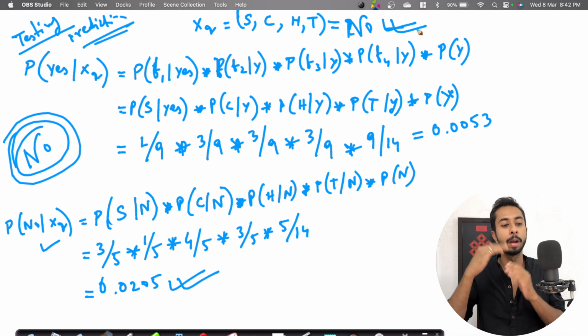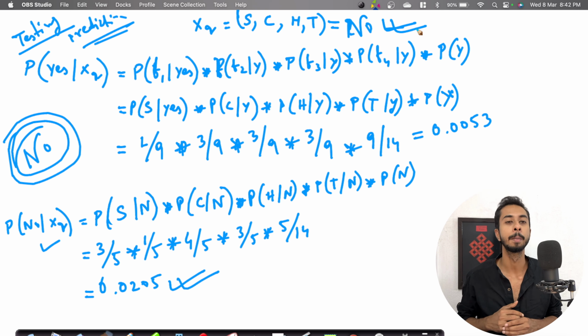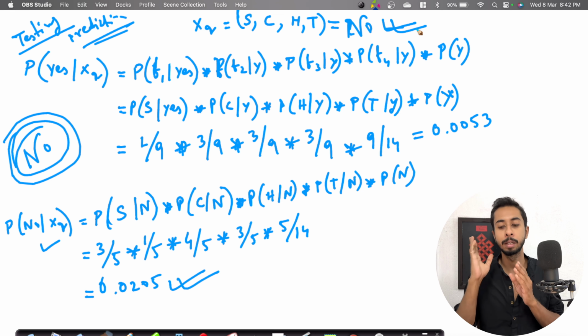We simply find out the probabilities of all the classes that are present in the dataset given the query point. Whichever has the highest value, we'll pick that as the prediction class.